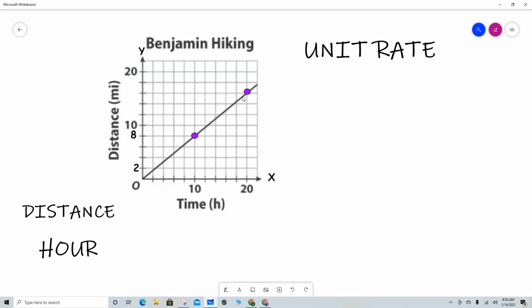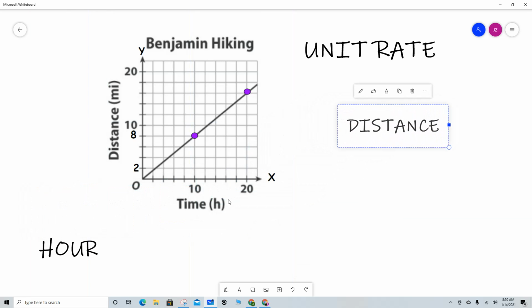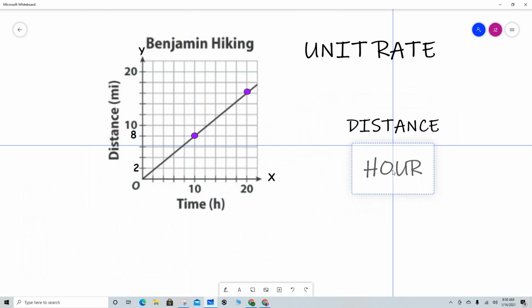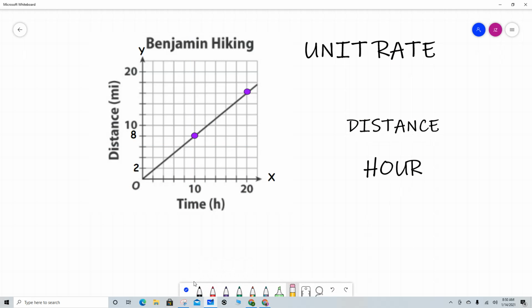So I want to know the unit rate. So what is unit rate? Unit rate is basically taking your distance per hour. So we're going to go ahead and draw a line. Our distance is represented by our y over our hours, which is time, and that's our x. So anytime you want to find unit rate, you always divide your y by your x.